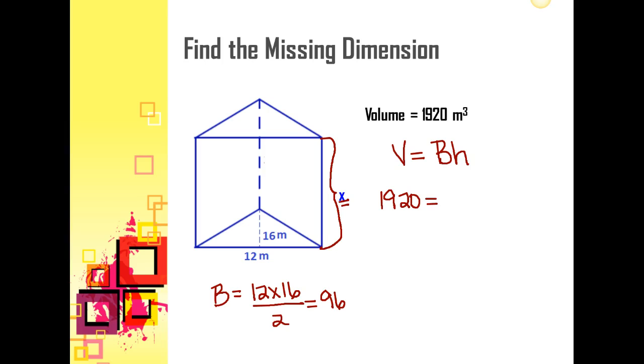1920 equals 96 times the height, which is represented by the variable x. To find the missing height, we will then divide both sides of the equation by 96. When we complete this calculation, we find that the missing height is 20 meters.